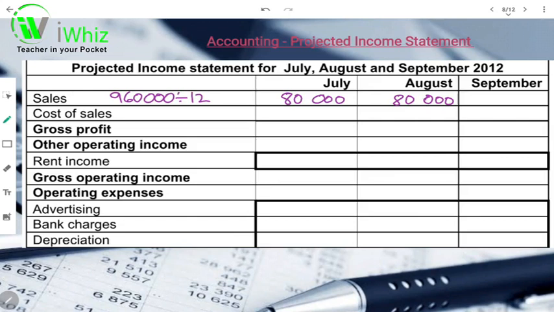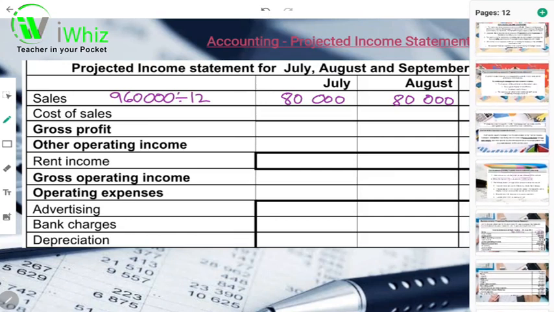Remember though, we said in September the sales increased by 10%. So if you take 80,000 rand times 10 over 100, it will give you an amount of 8,000 rand. So you're going to take 80,000 plus 8,000 rand, Wizards, and that will give you an amount of 88,000 rand for September. Now your markup percentage remains the same.